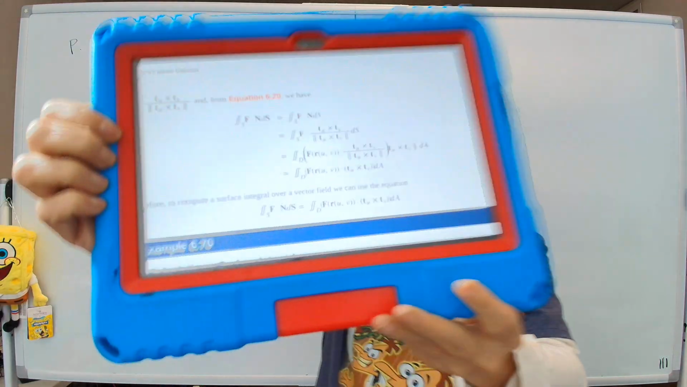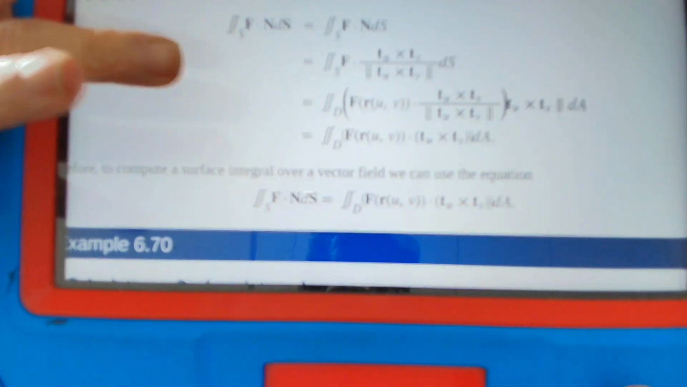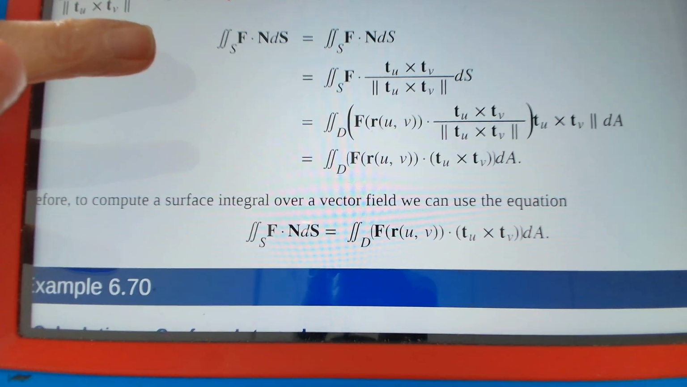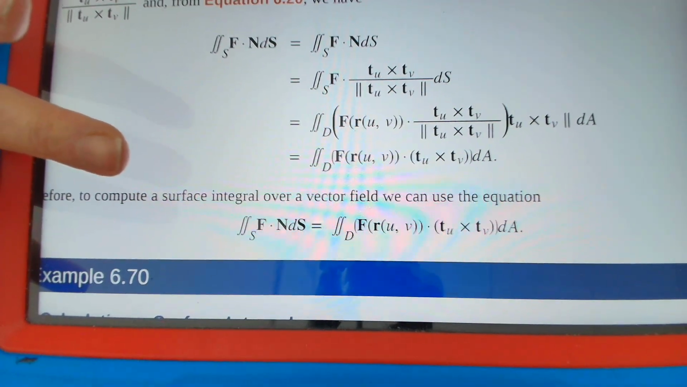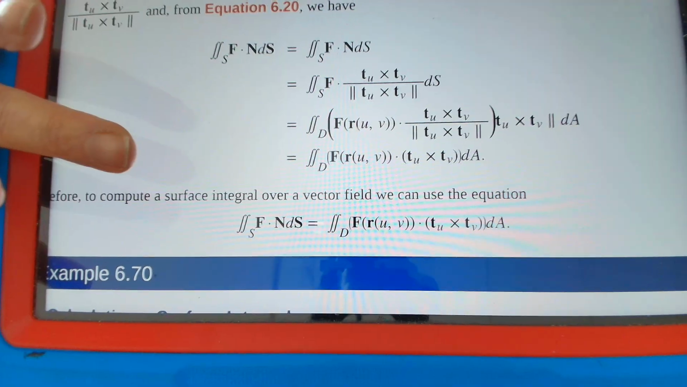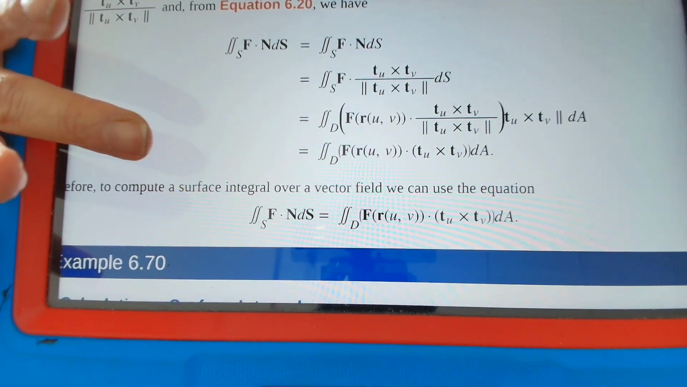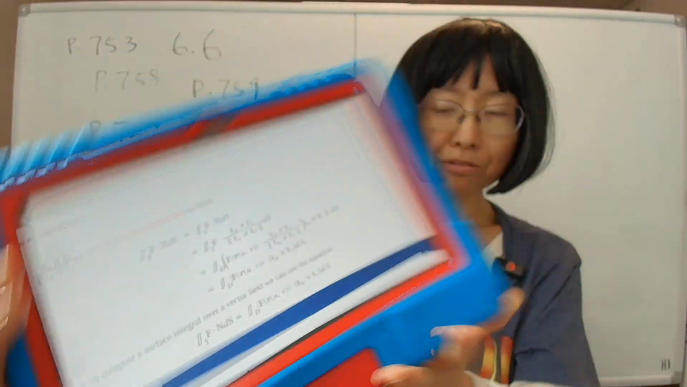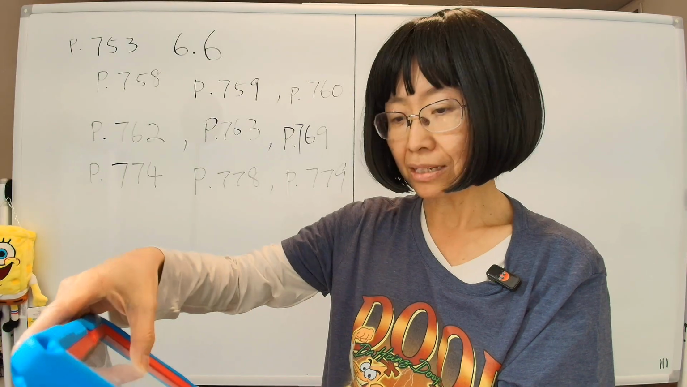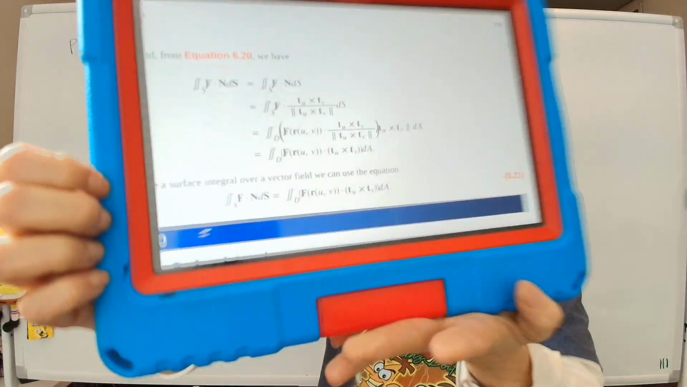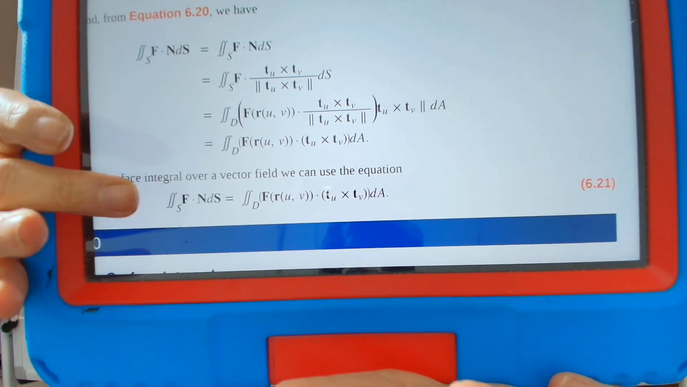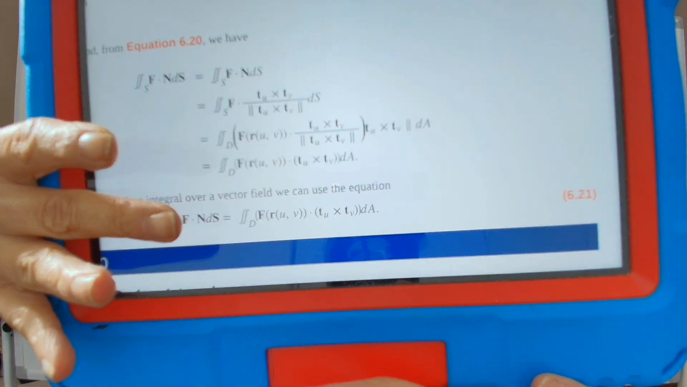So once you have that, you can cancel out the magnitudes, and all you have left is this equation right here. How do you calculate the surface integral? By doing this, okay? You take the dot product with the cross product, and then you integrate over some domain D, and that is the equation that you will be using. This is equation 6.21 for the surface integral, okay? So anytime you see this equation, that's what you're going to be doing with it.